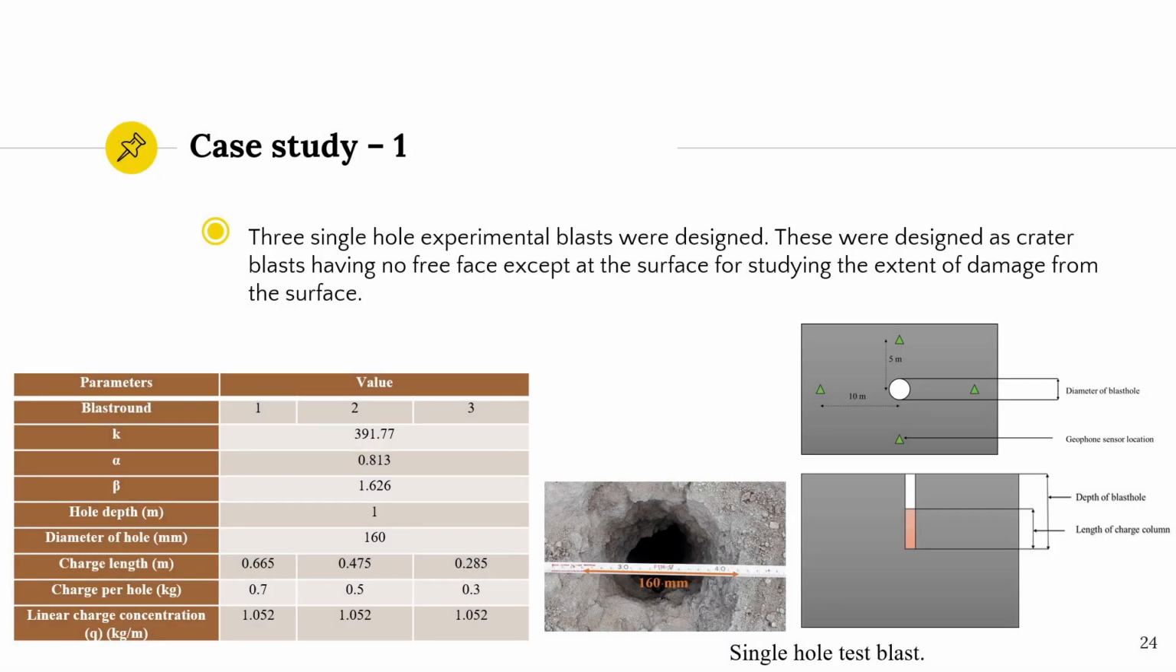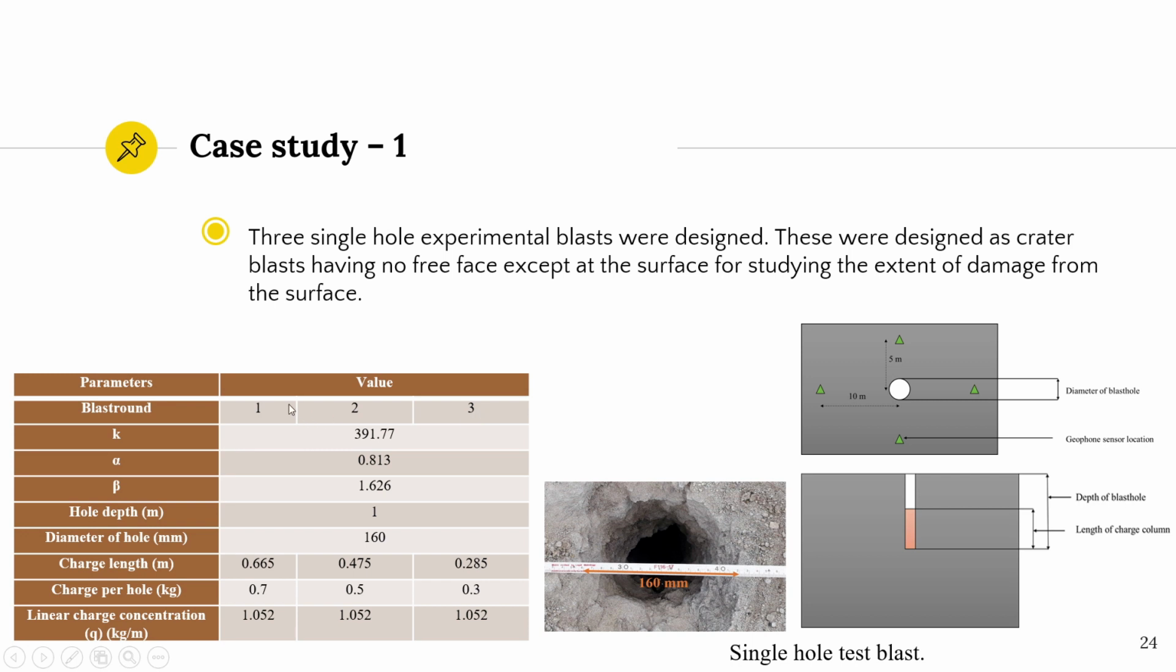Three blastholes were designed and executed in the overburden rock strata of a coal mine, which is sandstone. These were designed as crater blasts, having no free face except at the surface, for studying the extent of damage zone from the surface. This is the schematic diagram of the single hole experimental blast. This is the field view, and these are the details: Blasthole 1, Blasthole 2 and Blasthole 3.